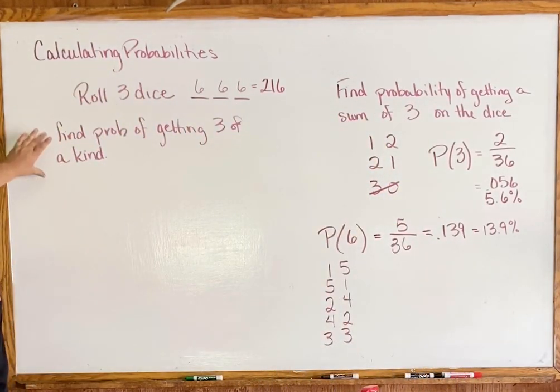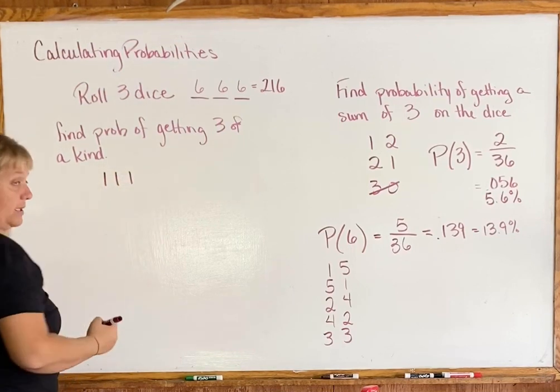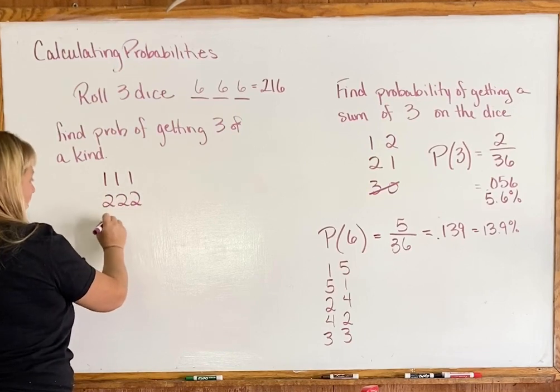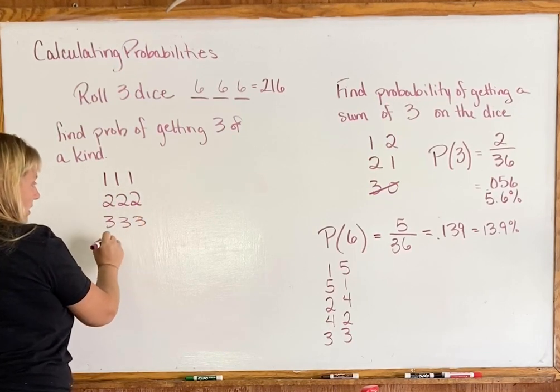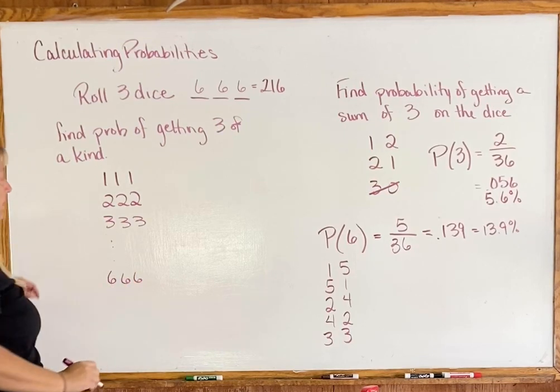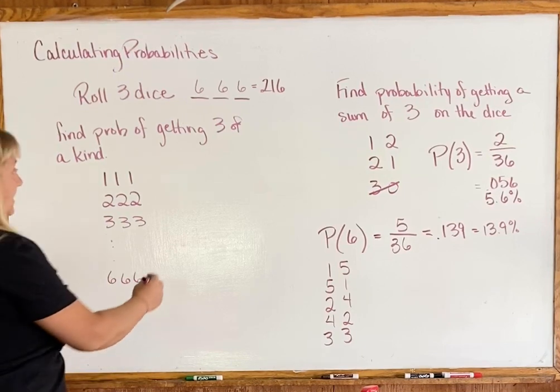Now, in this case, I want you to find the probability of getting 3 of a kind. Now we have to understand what that means. So 3 of a kind means that they're all going to be 1s, or they're all going to be 2s, or they're all going to be 3s. Get the idea? All the way down until they're all 6s, right? So when they ask you for 3 of a kind, how many different ways can that happen? There are 6 different numbers on the die, so there are 6 different ways this could happen.